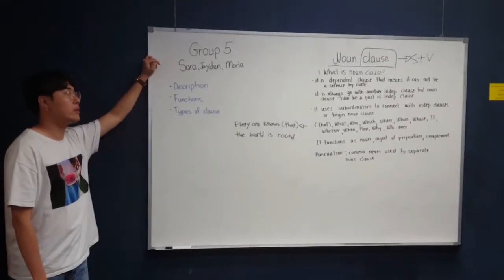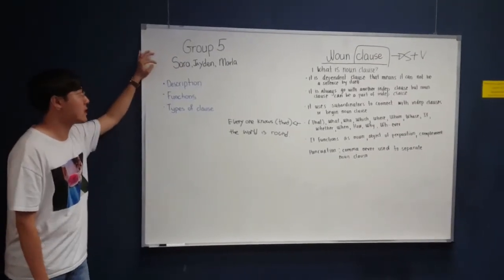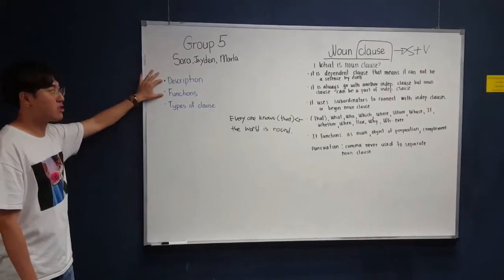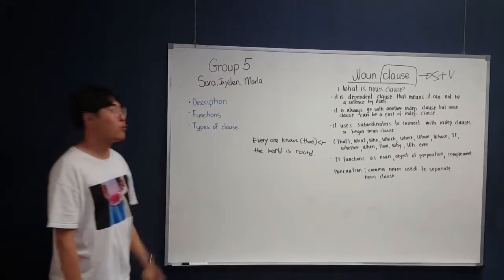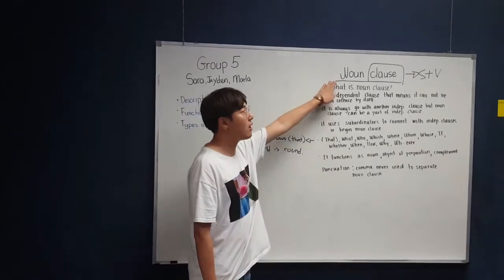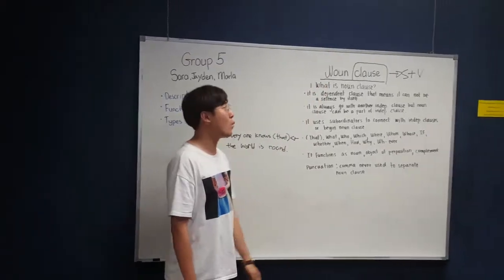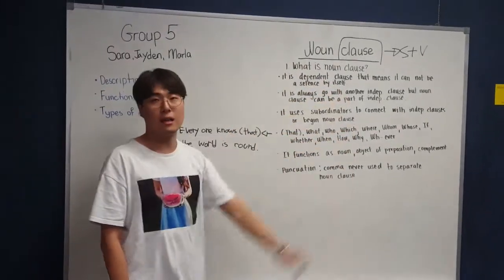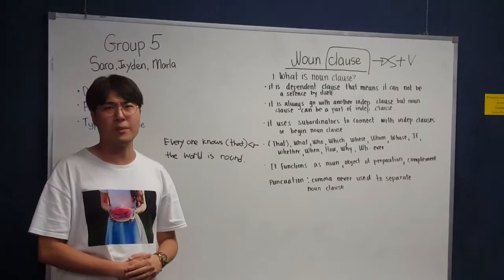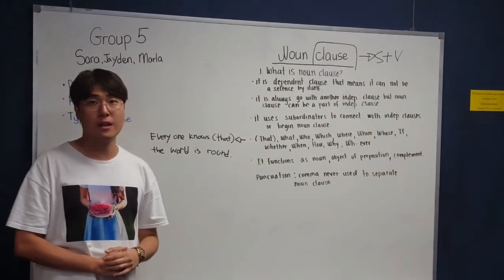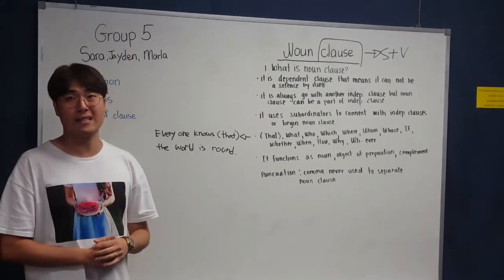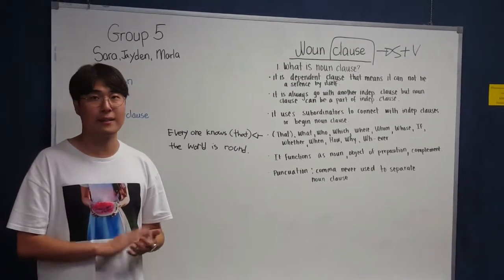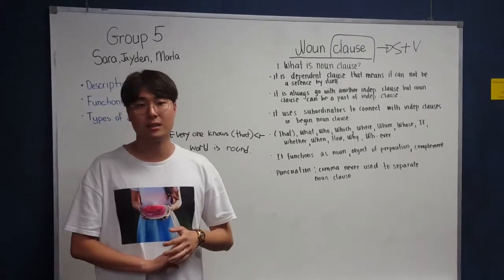So we're talking about noun clauses first, especially the description, functions of noun clauses, and types of noun clauses. Before we start talking about noun clauses, I want to explain what a clause is. A clause is a combination of subject and verb. It doesn't express a complete thought and cannot stand alone as a sentence, and that is a dependent clause.